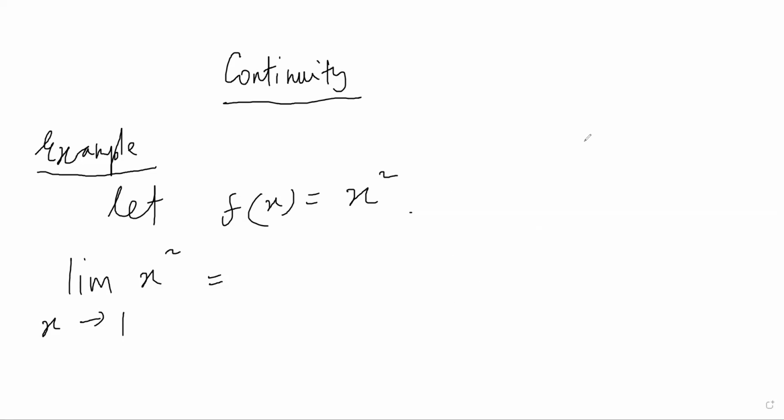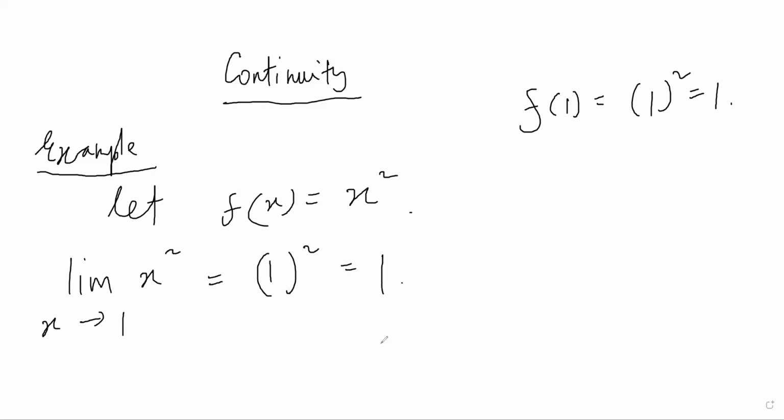But then I want you to notice that if you substitute 1 into x squared, if you go f of 1, what is that equal to? That's equal to 1 squared, which is equal to 1. So the limit of x squared when x approaches 1 is 1, which is the same as 1 squared. It's the same as if you substituted 1 into the function.